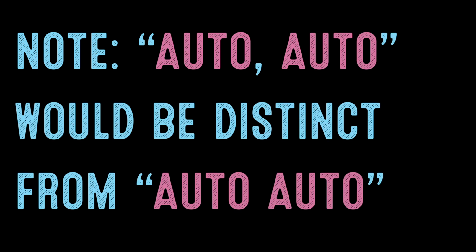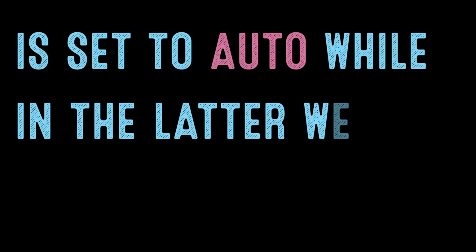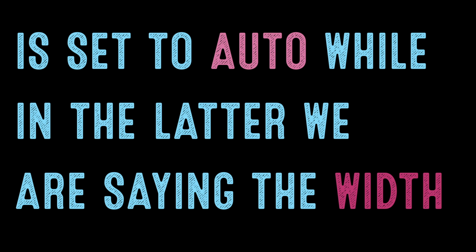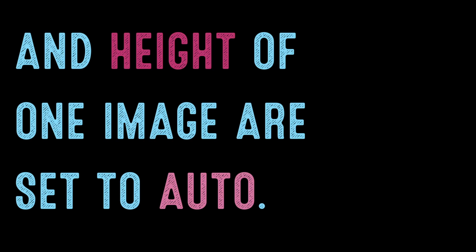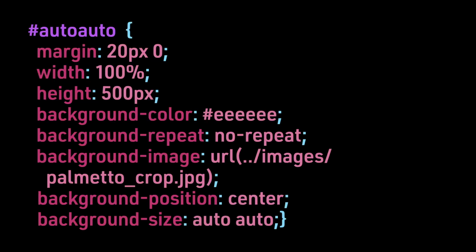Note, auto, auto would be distinct from auto. In the former, we are saying the width of two separate images is set to auto, while in the latter, we are saying the width and height of one image are set to auto. This is the HTML for an example using auto, and the CSS.